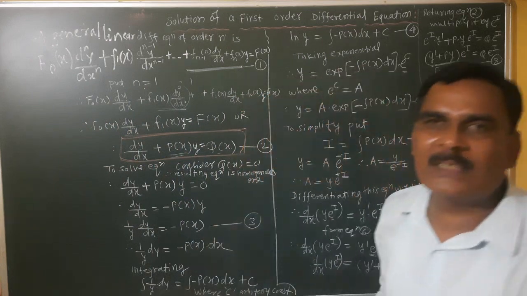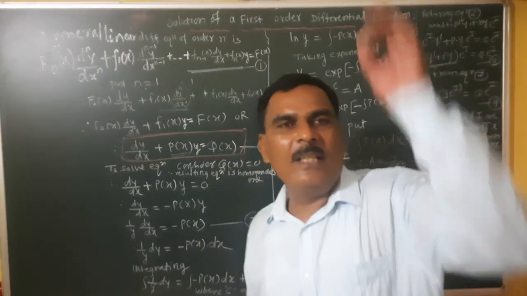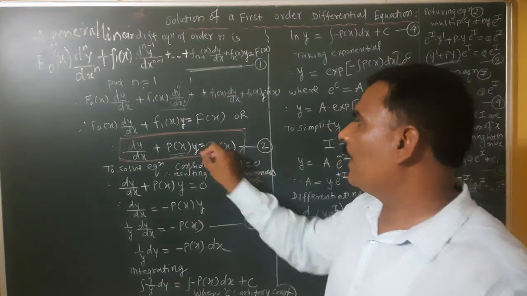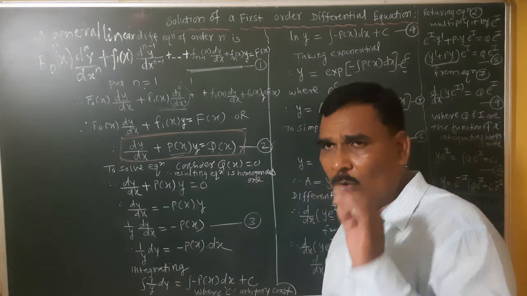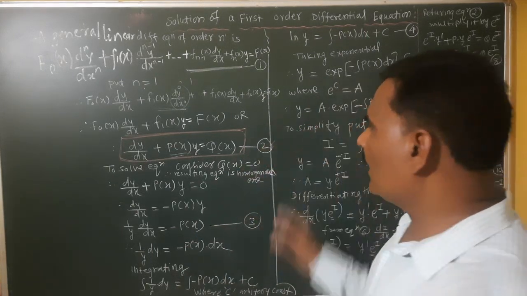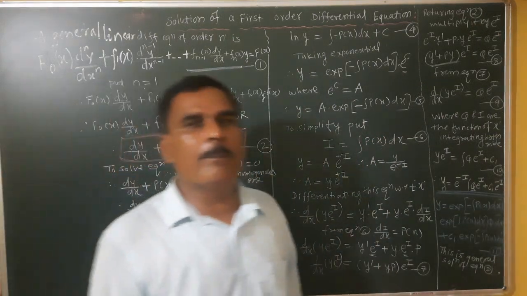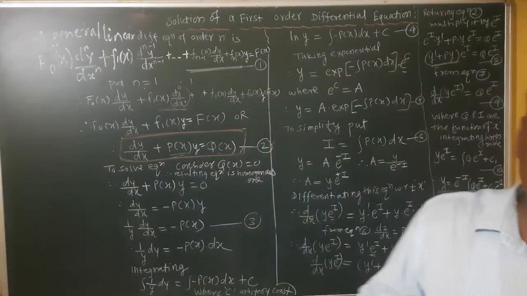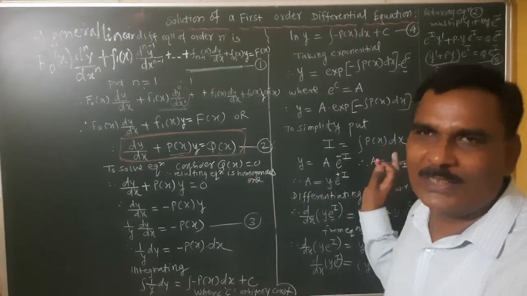dy by dx plus p of x into y is equals to q of x. dy by dx plus p of x into y is equals to q of x is the equation 2. And to solve this equation, we have to consider q of x is equals to 0. If the right hand side of the equation becomes 0, then this equation is called as homogeneous equation. Otherwise it is called as non-homogeneous.